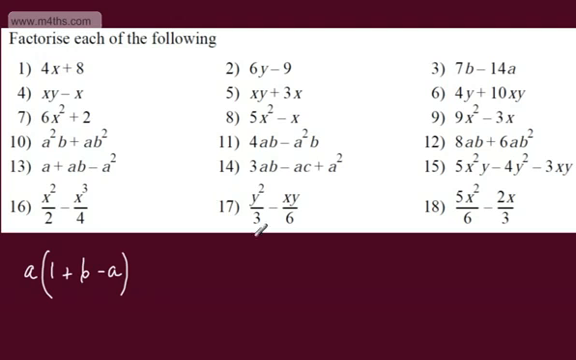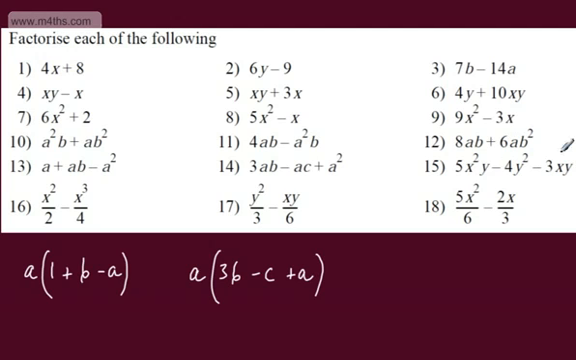This one right here, a is common to all of these, so we can bring that out. We're now left with 3ab, so we need 3b. We've got minus ac, so we're going to need minus c. And then we've got plus a squared, we need plus a. And that's factored.